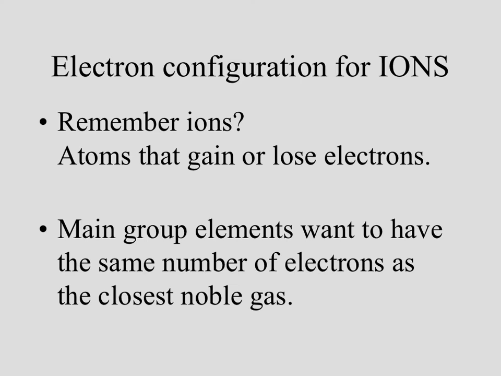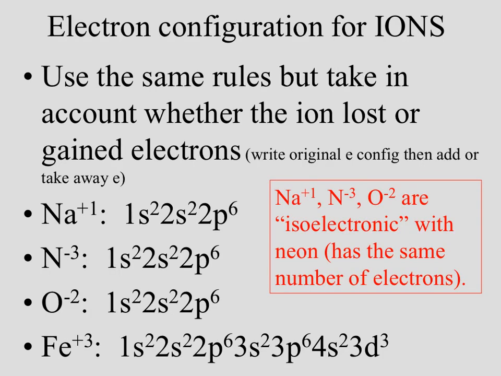The main group elements are columns 1 and 2, that S sublevel, and then the last 6 columns of the periodic table, that P sublevel. So it's the tallest columns on the periodic table that are also known as the main group elements. When writing out the electron configuration for ions, we're going to do the exact same rules, but we will then just take into account whether the ion has lost or gained electrons. My hint to students that are struggling with ions is to write out the original electron configuration first and then go back and consider that charge, whether it gained or lost electrons, and then you can adjust that last electron configuration.